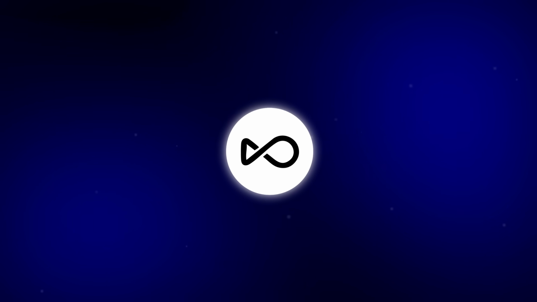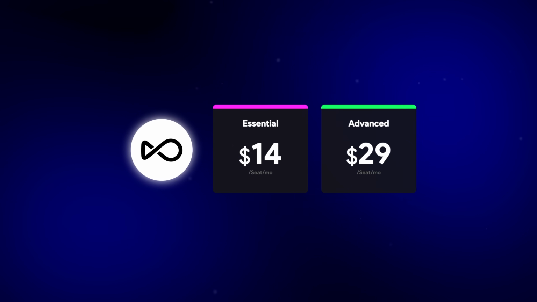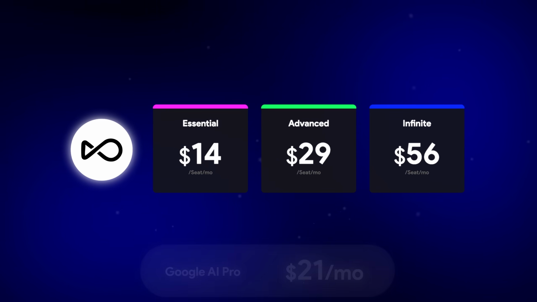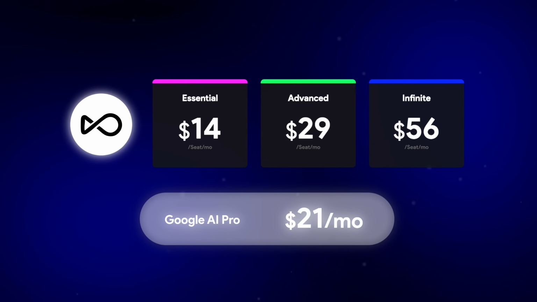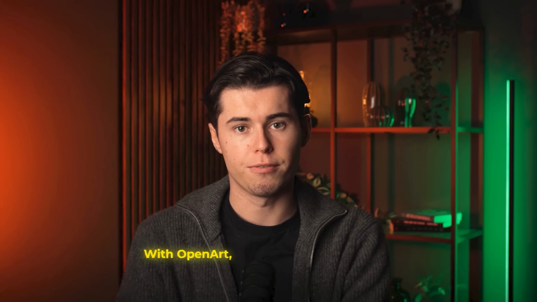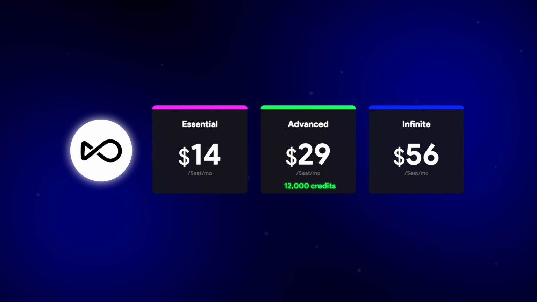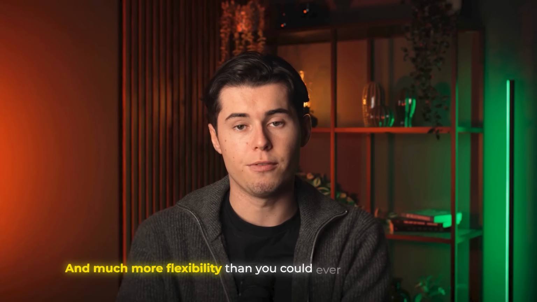Here are its plans. The Essential plan starts at just $14 a month. The Advanced plan is $29 a month, and the Infinite plan is $56 a month. The crazy part about this is that Google's AI Pro plan alone costs $21 a month, and that's just for access to a couple of models. With OpenArt, for roughly the same price, you get access to the same models and more, plus 12,000 credits monthly on the Advanced plan, and much more flexibility than you could ever have with just Google.